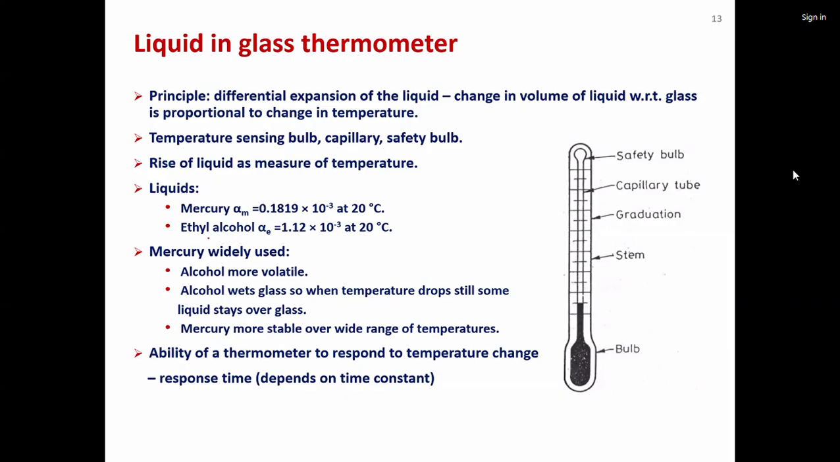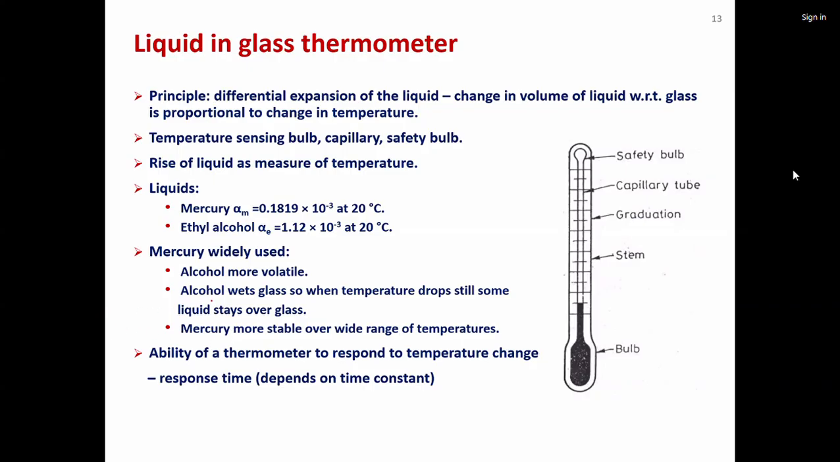Now, if you talk about ethyl alcohol, that has a thermal expansion coefficient which is 10 times higher than mercury. Okay, but yet we do not use ethyl alcohol in the capillary, and that is because alcohol is very volatile. So that means if there is a very minor gap, or while filling it, you have the challenge of losing the alcohol that you want to fill in.